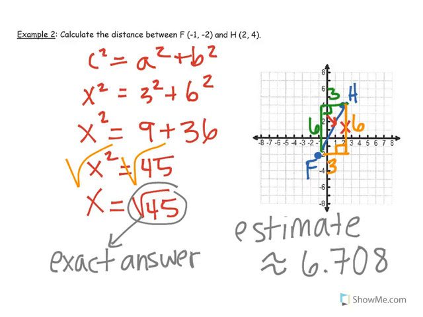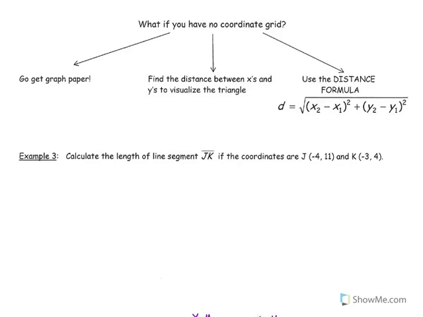So this is how I find distance from a graph. Let's look at what happens when you don't have a grid. When I don't have a coordinate grid, I have 3 options. The first one: get up out of your seat, go ask your teacher, and get graph paper. Make a coordinate grid, plot the points, and find the distance just like we did on the other page. We're going to do example 3 like this one.